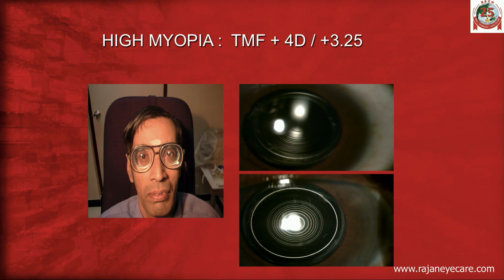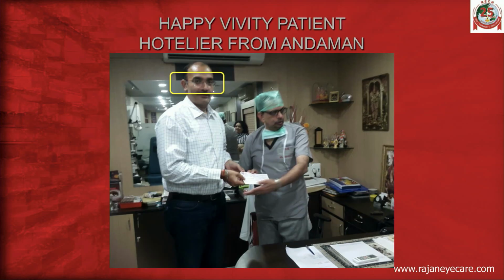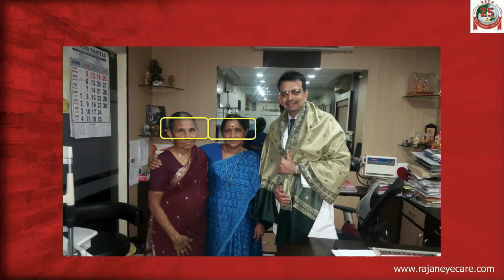So I went for a thickness multifocal, +4 in one eye and +3.25 in the other, because I wanted to give him good near vision. With the multifocal lens, he's at home, he's not driving, he's reading the newspaper, and he's quite happy as well. Again, he's a hotelier from Andaman. You know how narrow the streets are in Andaman. So we put a VVT lens, and he's quite happy because glare and halos are minimal with these EDOF lenses.